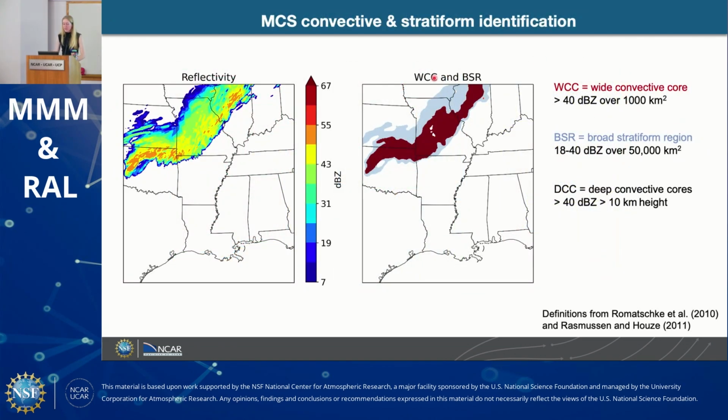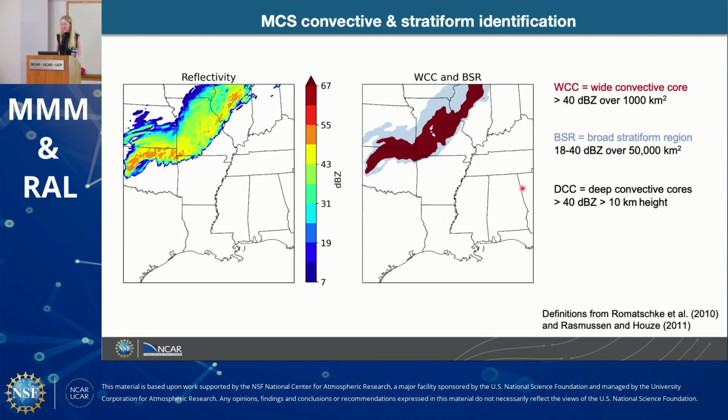So the second piece of the methodology was to identify convective and stratiform regions to see how they contribute to changes in rainfall within the MCSs. So this is an example of just one time step from the model output reflectivity of one of the MCSs, and then the convective stratiform partition is shown on the right.